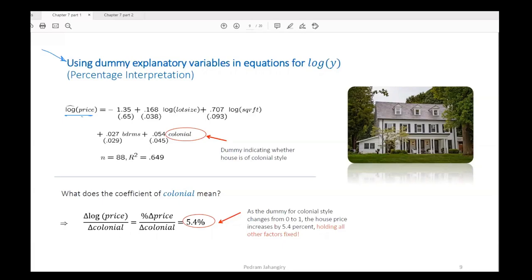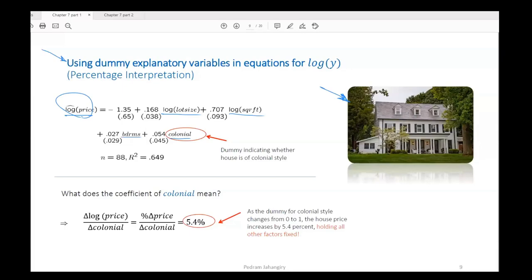We want to see the effect of the style of a house on the price. And we know that in the US, colonial houses are in demand. Historically, if the house is colonial, there's going to be a positive effect on the price of the house, at least in the US. That's the idea for US people's taste. Let's regress log price on lot size, square feet, number of bedrooms, and colonial.